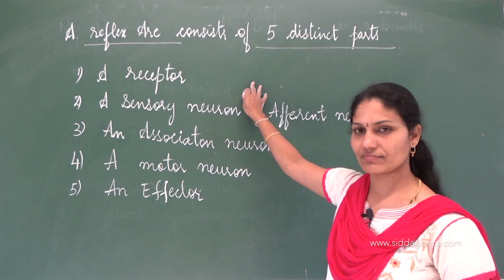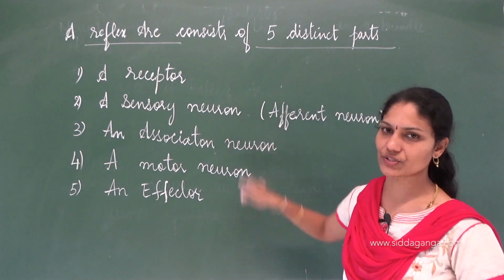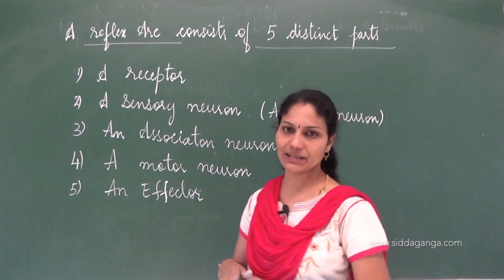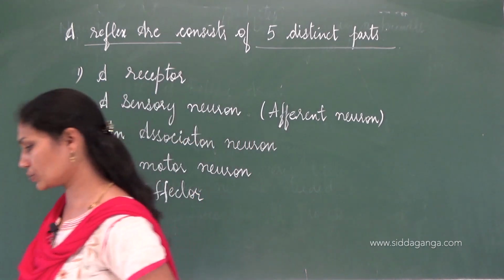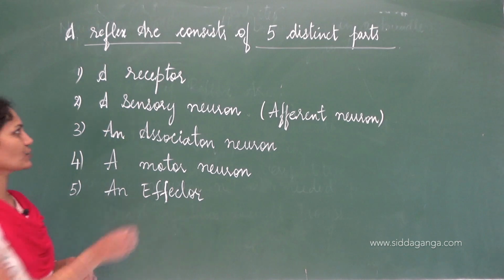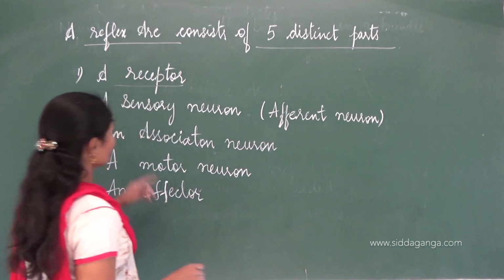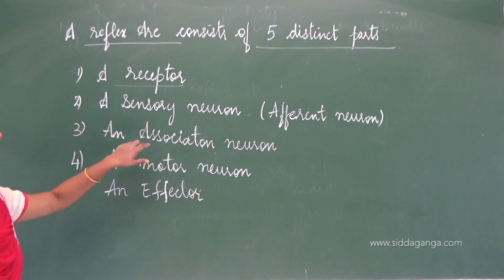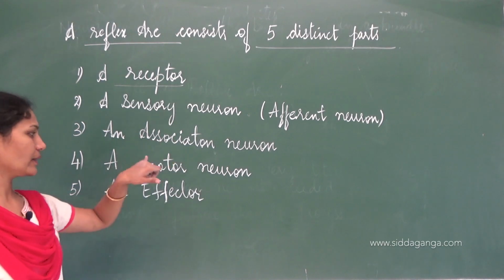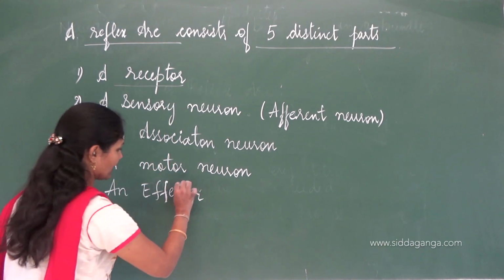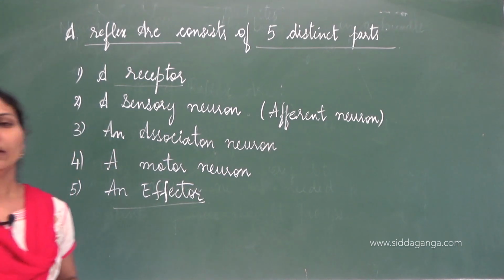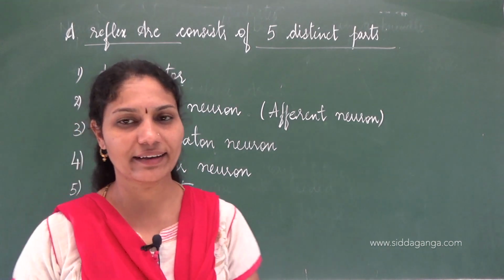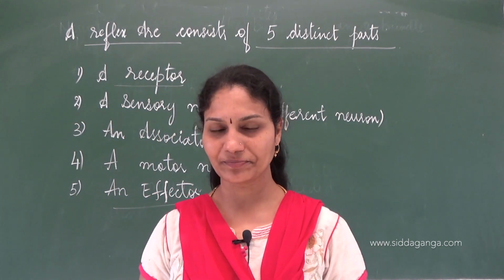These are the 5 distinct parts of a reflex arc: a receptor, that is any of the 5 sense organs, or sometimes we also sense using more than one sense organ. Generally, sense organs are the receptors, followed by a sensory neuron, an association neuron, a motor neuron, and an effector. So these are the 5 distinct parts. In the next class, let's understand in detail about this reflex arc. Thank you all.